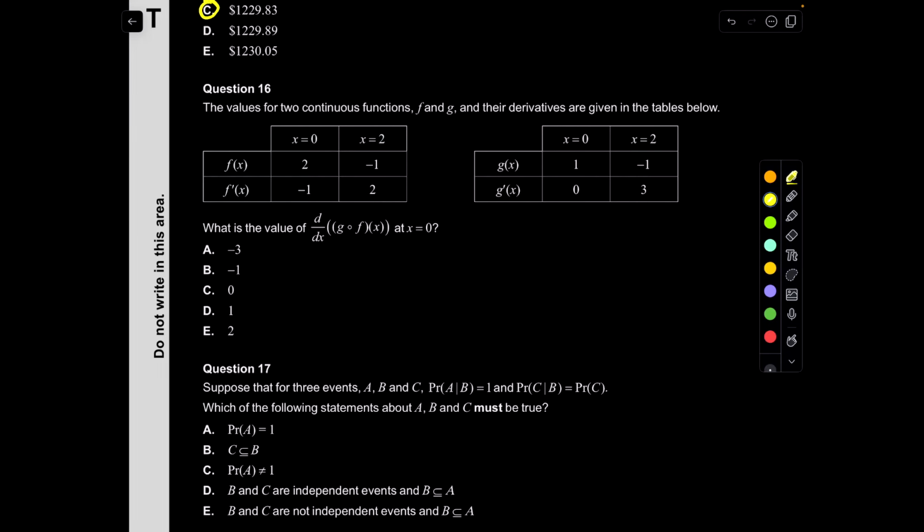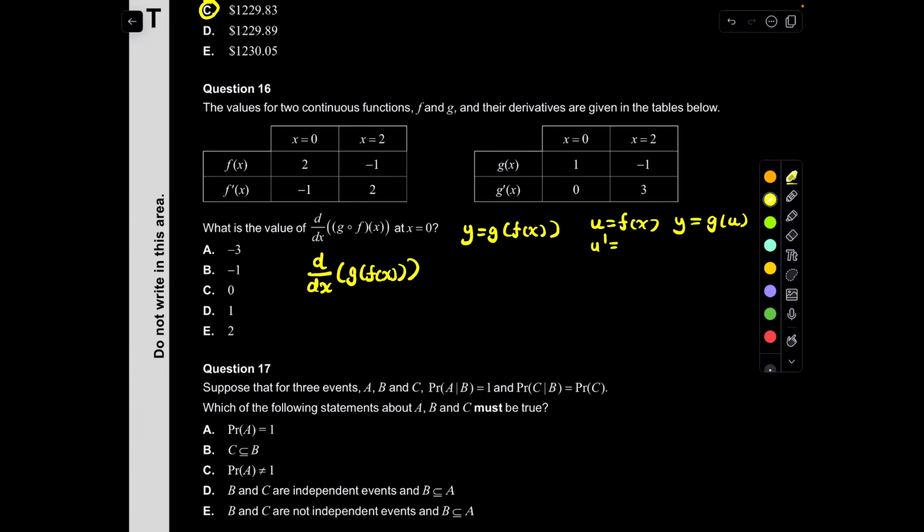The values for two continuous functions, f and g, and the derivatives are given in the tables below. Beautiful. I think this is one of the easiest questions because I've seen this quite a lot in past papers. What is the value of the derivative of g of f of x at x equals 0? So what we want to find is the derivative of g of f of x. Now, what do we know? How do we find the derivative of a function inside of a function? The chain rule. If we want the derivative of g of f of x, your u is going to be the inside function, f of x. So you rewrite it as y equals g of u, because our f of x is u. And you derive these two.